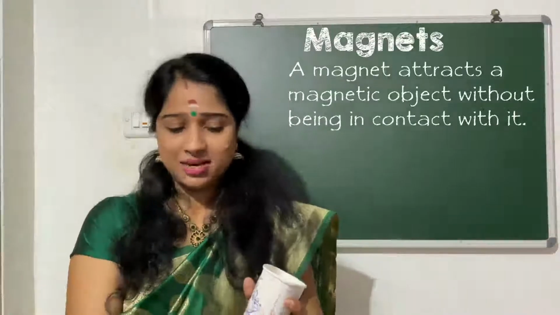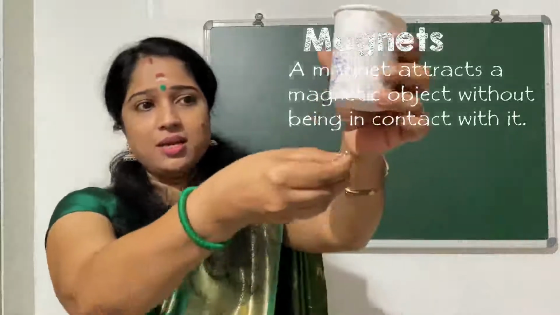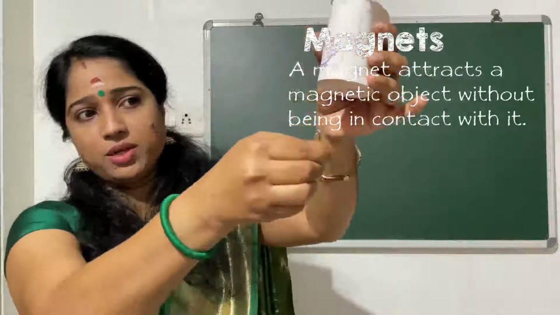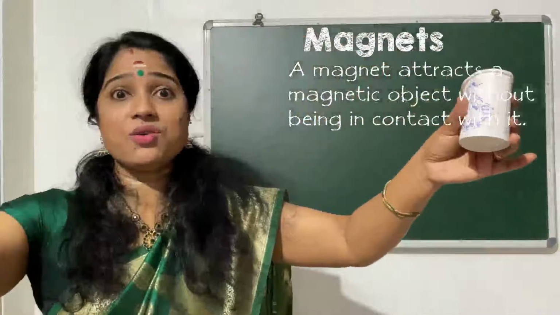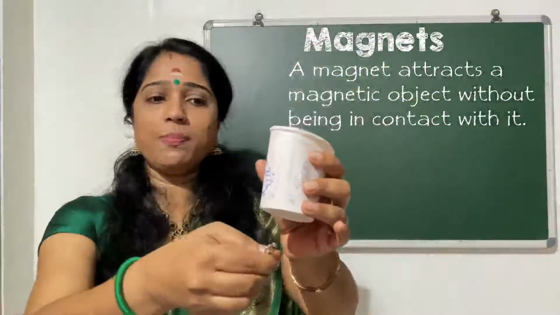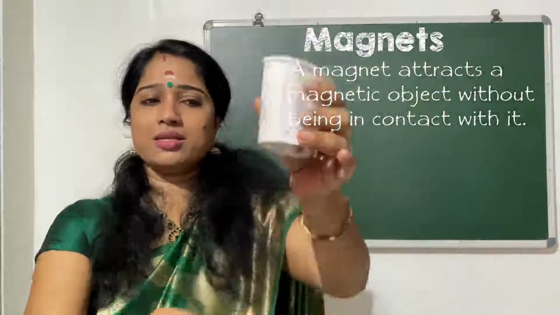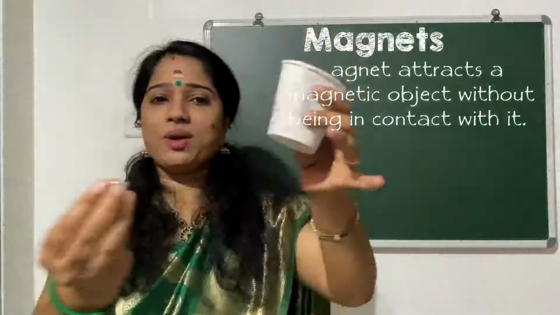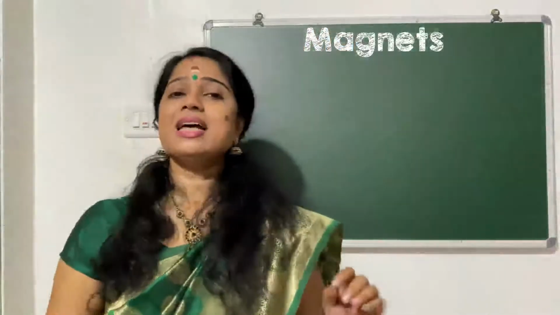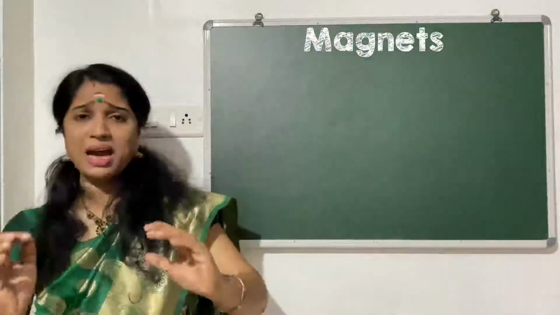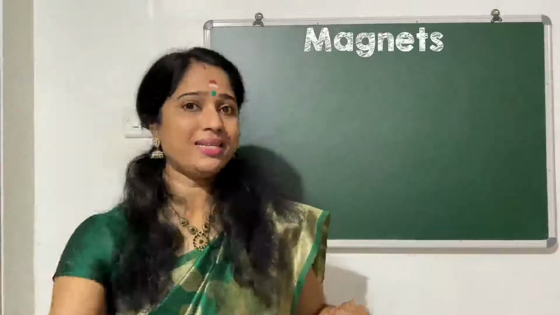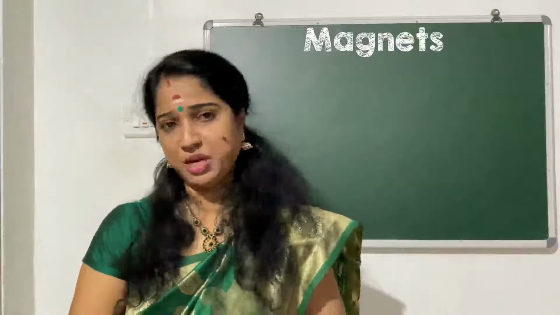But as the distance increases, the power of attraction decreases. When these pins come closer to the paper cup, I can feel that force of attraction. Yes, it gets attracted. But as the distance increases, attraction also gets lesser and lesser. This is another property of a magnet: a magnet does not need to be in close contact with the magnetic material to attract it. You have seen that through the experiment.